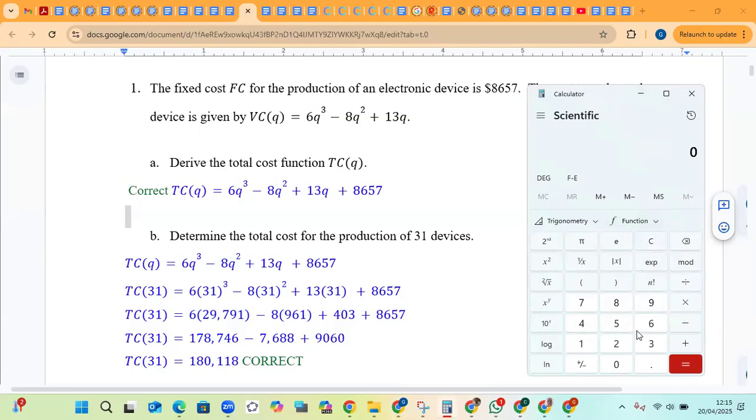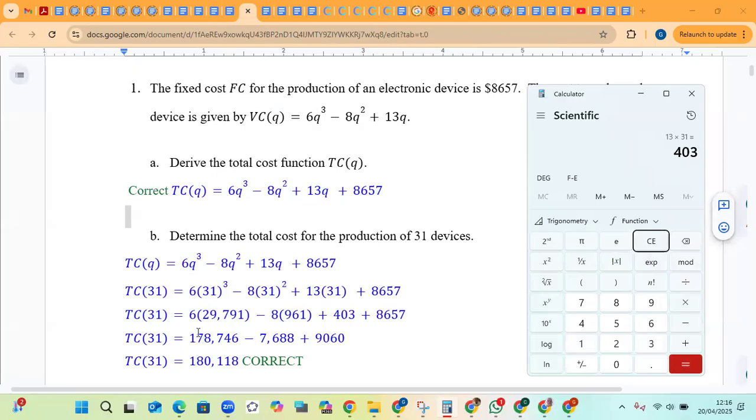So 31 raised, here's the power button for raised, to the 3 is equal to 29,791. 31 squared, we need to find what is 31 squared. That's 31 times 31. 31 raised to the power of 2 is 961, which is correct. And 13 times 31 here, 13 times 31 is 403.